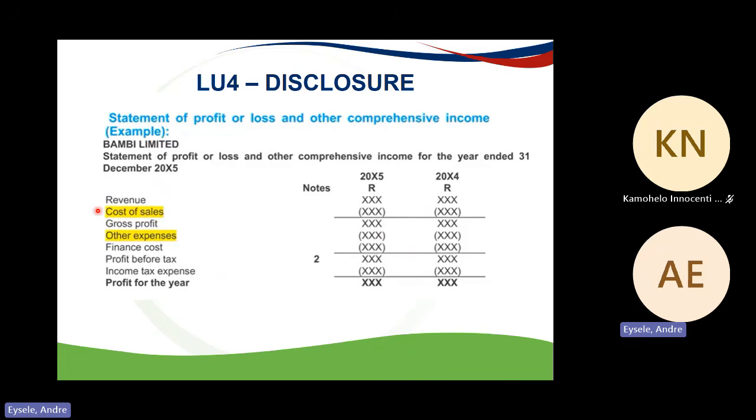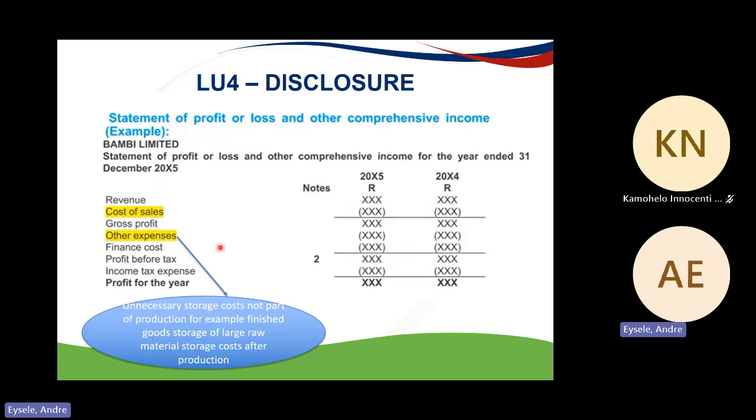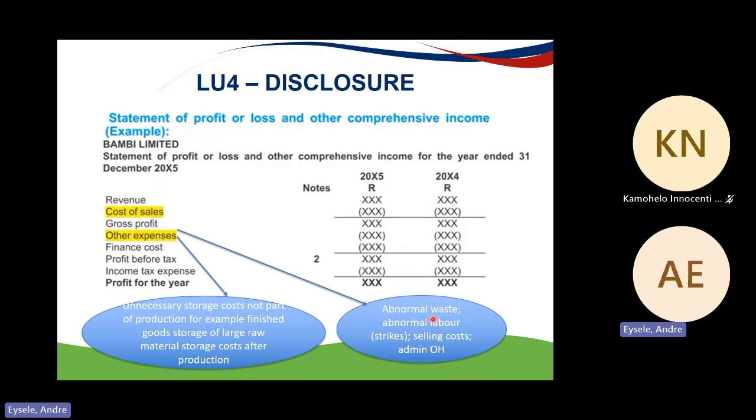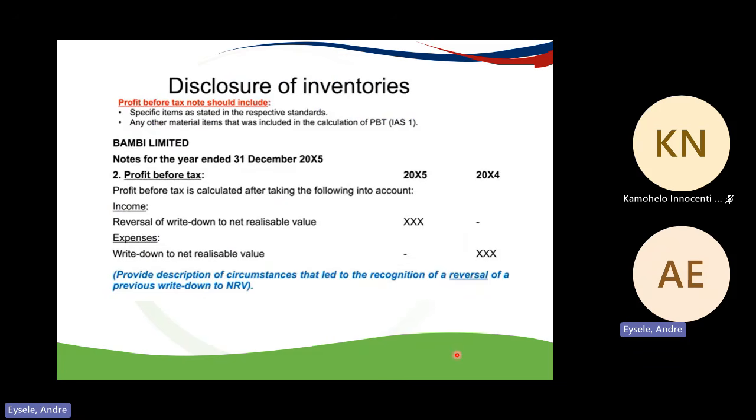Cost of sales and other expenses, that is where we will allocate some of these costs related to inventory. This is the disclosure for your statement of profit or loss. Other expenses include unnecessary storage costs not part of production, for example, finished goods storage or large raw material storage costs after production. They will not form part of cost of sales, but other expenses. It can also include abnormal waste, abnormal labor strikes, selling costs, and admin overheads. That is part of other expenses.